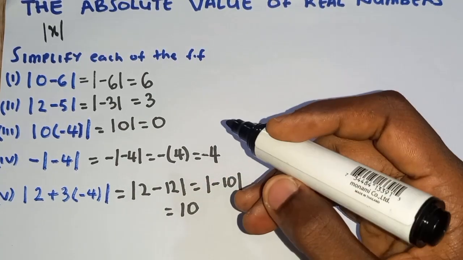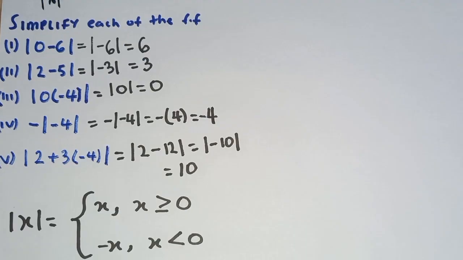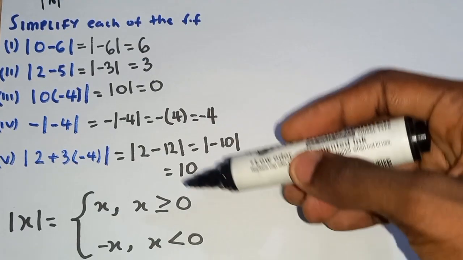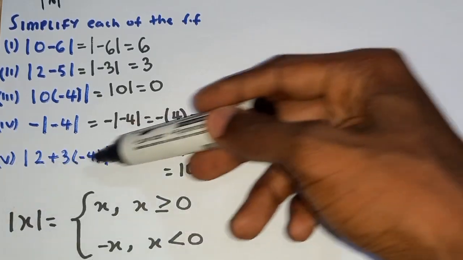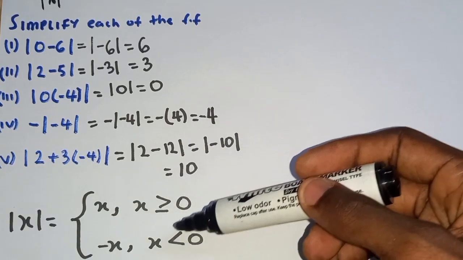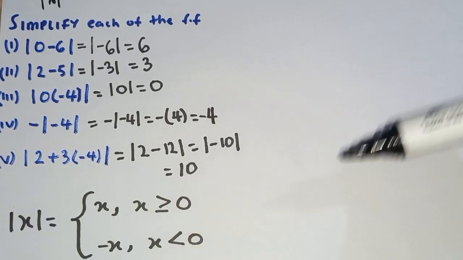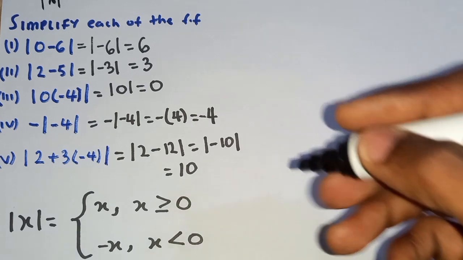Next up, we're looking at how the absolute value of x is denoted. With this, we can see that the absolute value of x is denoted by this. This is how we define it. When x is positive, greater than or equal to 0, it is x. But when it's negative, x must be less than 0. So let's try and solve one example by applying this theorem.